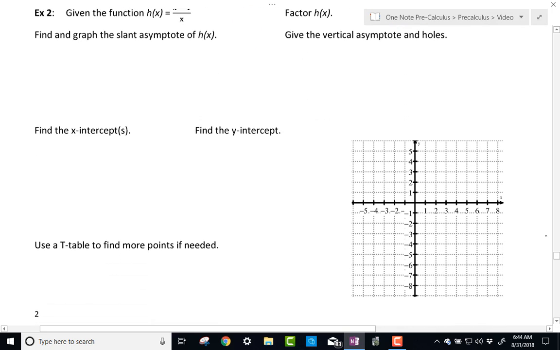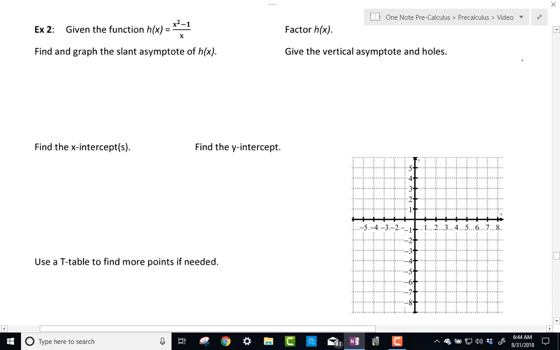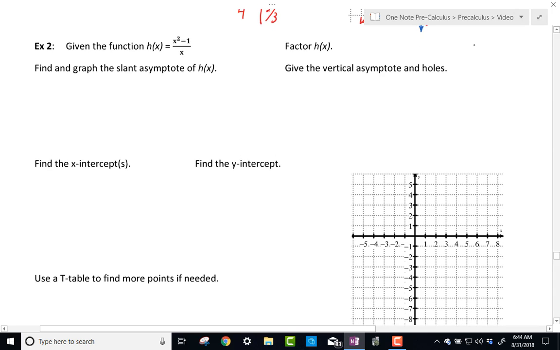All right. We'll do one more here. So number 1, I want to factor h of x. You know what? In this case, you can factor it, but it's just x minus 1 times x plus 1, all over x. You can see that there's no holes. Nothing's going to cancel out, so I don't have to worry about holes on this guy. So my vertical asymptote, again, comes from the denominator. I take the denominator and I set it equal to 0. I have no holes, so I don't have to worry about any of those guys.